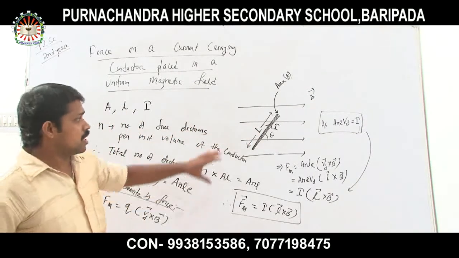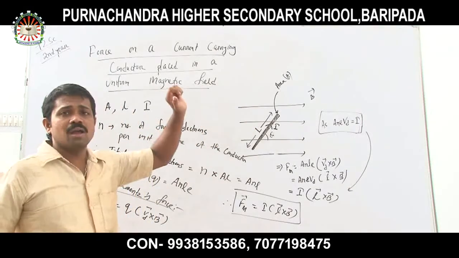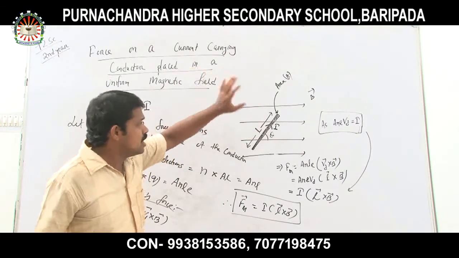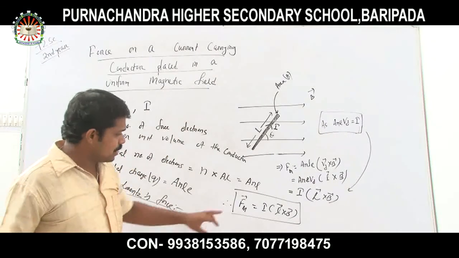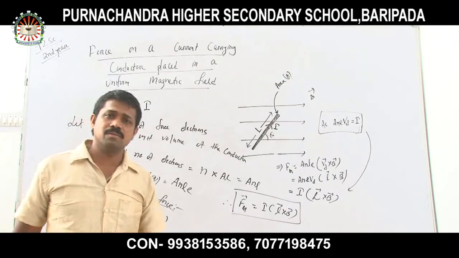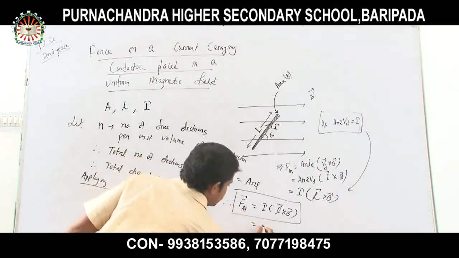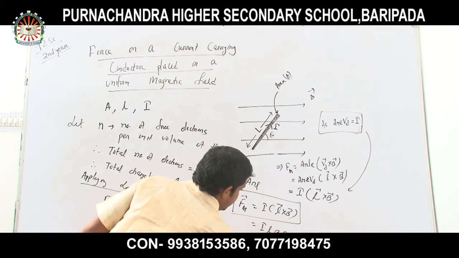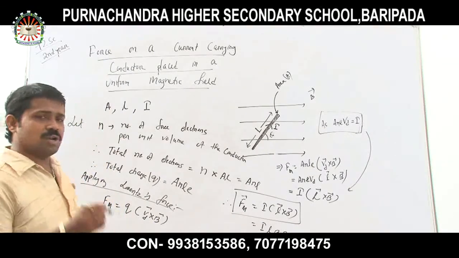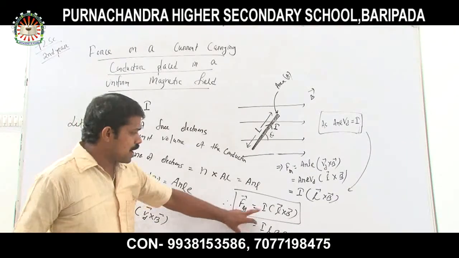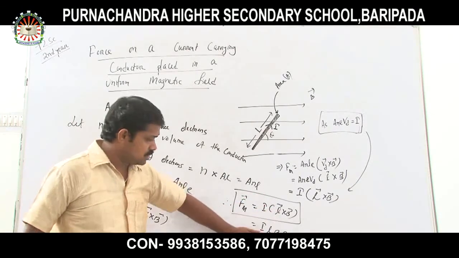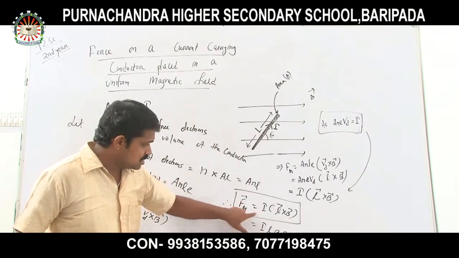So when a conductor having length L, area A is present in a uniform magnetic field B, what is the amount of force applied on it? The force applied on it, Fm is equal to I into L cross B. Therefore that is equal to I L B sin theta. Understood all of you? Another question may be in your mind, sir, this is the magnitude part, that's okay, but this is a vector form.